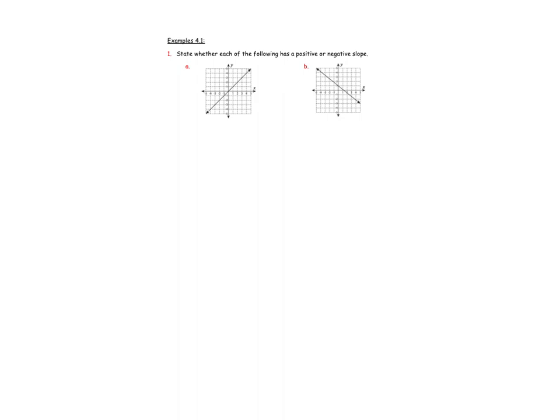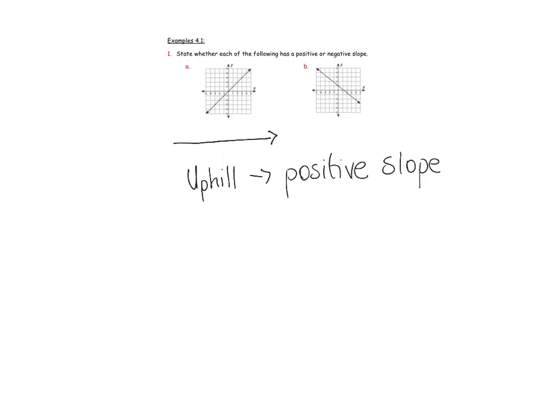How we do that is we read from left to right. For example, in A here, we read from left to right and it's going uphill. And if it's going uphill, that means it has a positive slope. In B here, we read again from left to right, and we can see that it is going downhill, which means we have a negative slope.